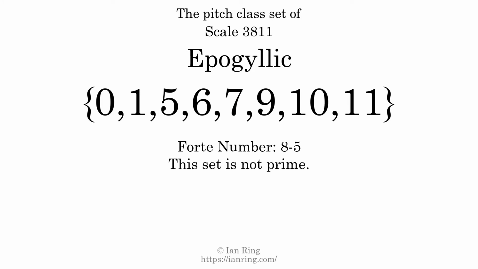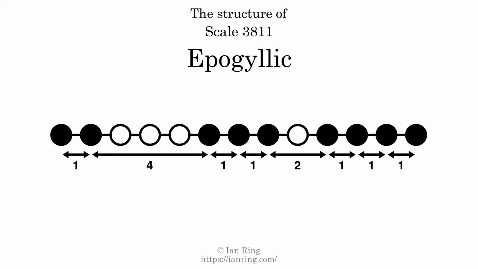The pitch class set for this scale is 0, 1, 5, 6, 7, 9, 10, 11. The Fort class is 8, 5. This set is not prime. The structure of a scale is a description of the interval distance between each successive tone. This scale has a structure of 1 4 1 1 2 1 1 1.